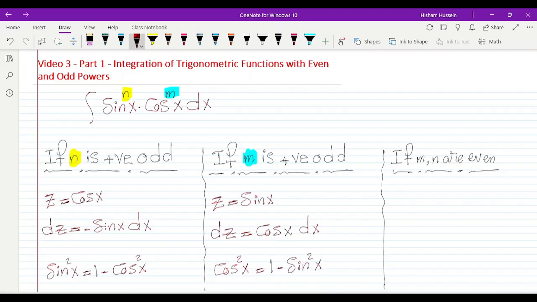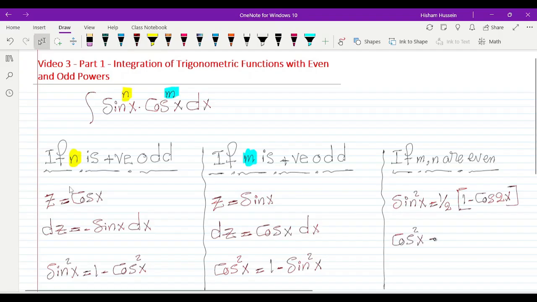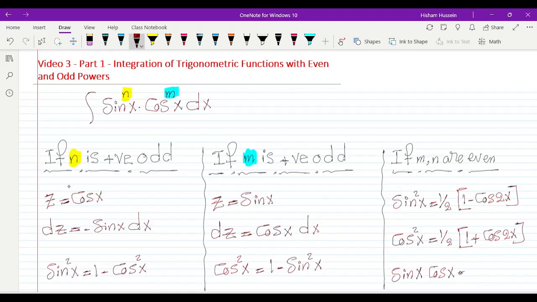If both m and n are even, we use the double angle identities: sine squared x equals half of 1 minus cosine 2x, cosine squared x equals half of 1 plus cosine 2x, and sine x cosine x equals half sine 2x.